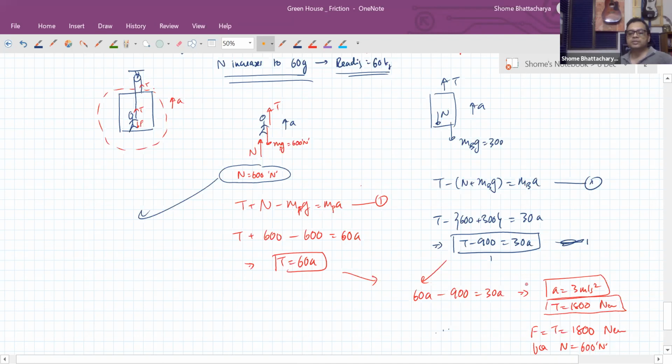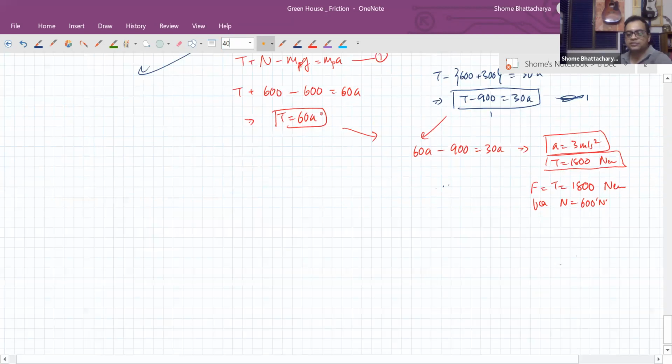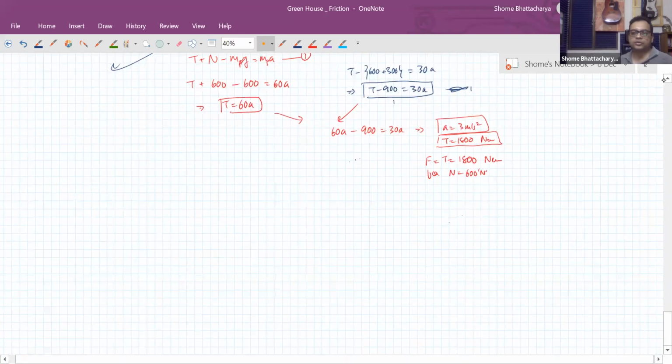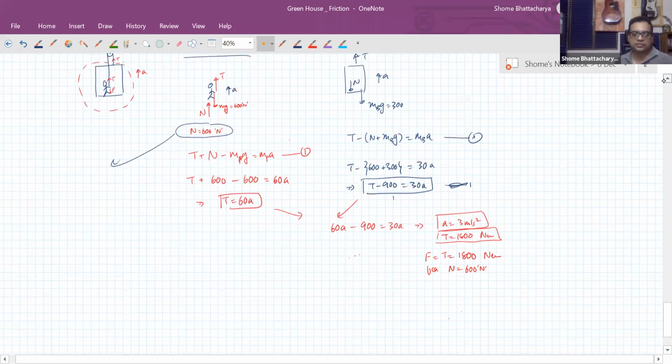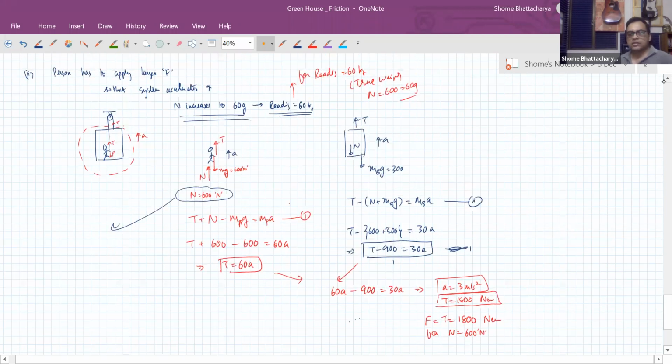So for the reading of the spring balance of the weighing machine to be his true weight, he'll have to put that much effort into it. He'll have to apply a downward force 3 times his weight. Okay, so make sure you understand this explanation I've given over here. Let me know if there's any doubt with this. I'll explain again.